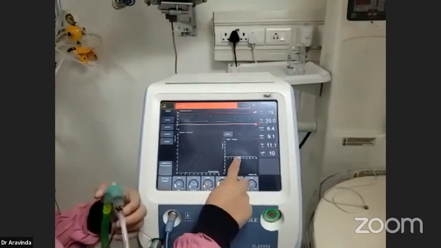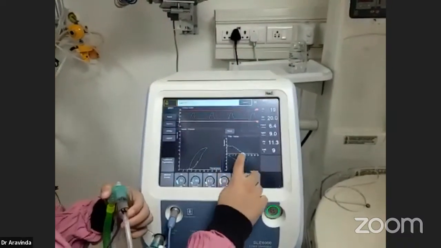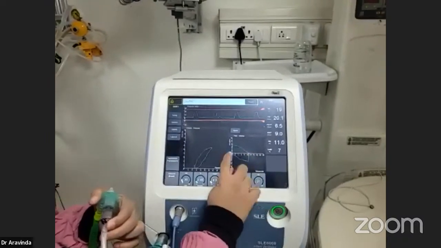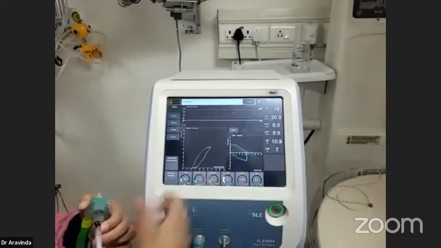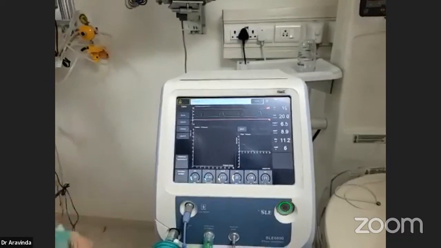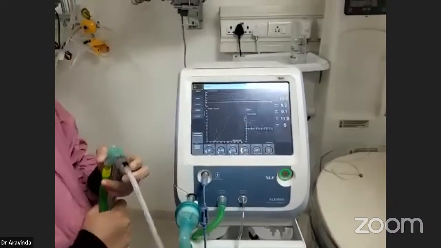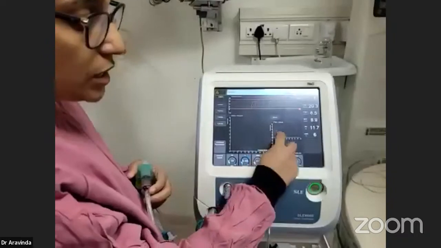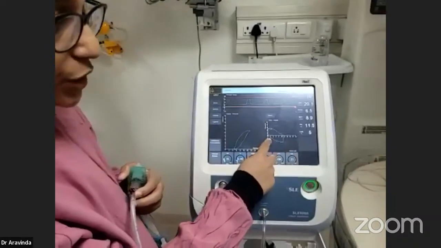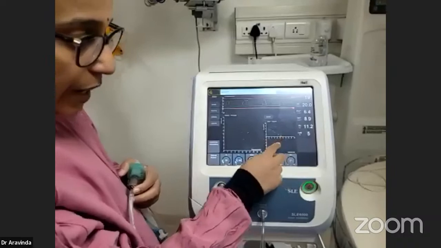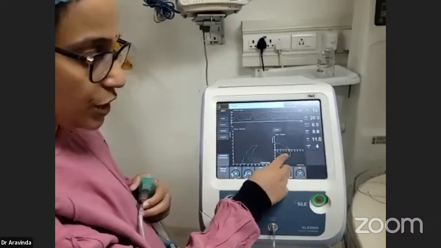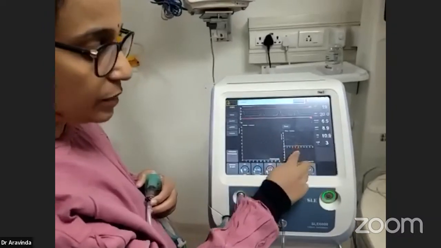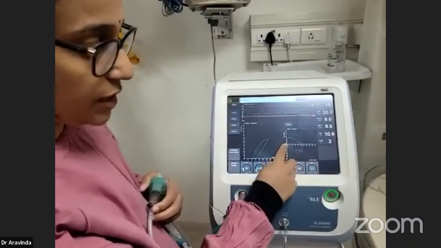And this is the flow volume loop, in which you can see the volume which gets delivered, the tidal volume, and this is the inspiratory flow and expiratory flow. If there are secretions in the tubings or in the ET tube, then we will see serration. If tracheal secretions are there, both inspiratory and expiratory serrations will be there. If secretions are only in the expiratory limb, then at the peak expiratory flow rate the expiratory limb will show notches.